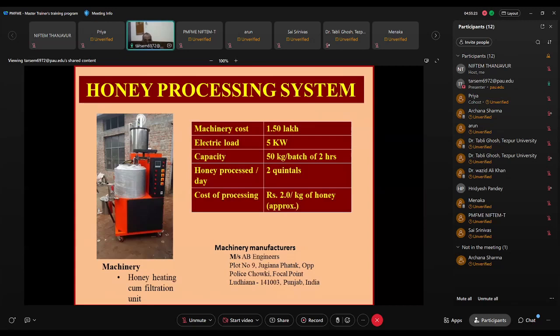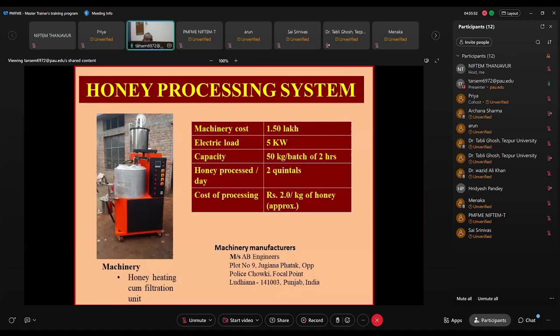So it is this machine is having a mechanical filtration system. It's not like at the domestic level where we use some cloth, muslin cloth, etc. for filtering the honey, but this machine is having a mechanical filtration system which further enhances the hygiene as well as the cost effectiveness and the capacity of the machine.